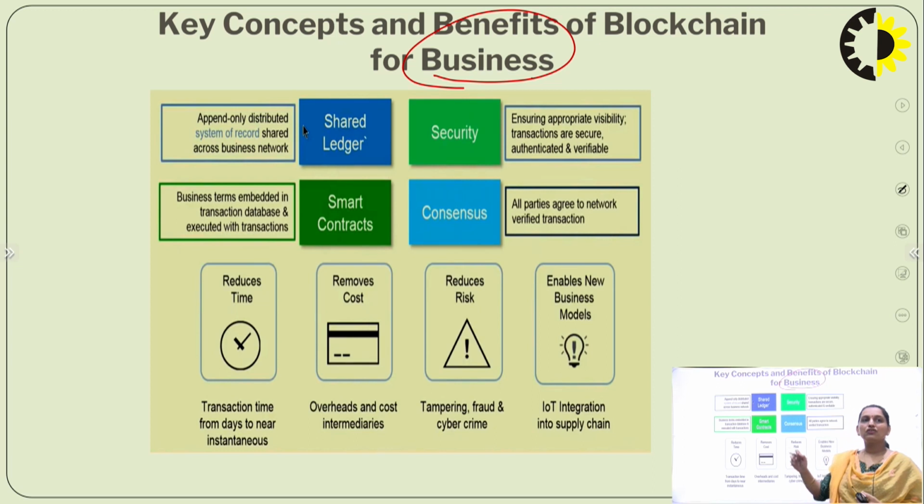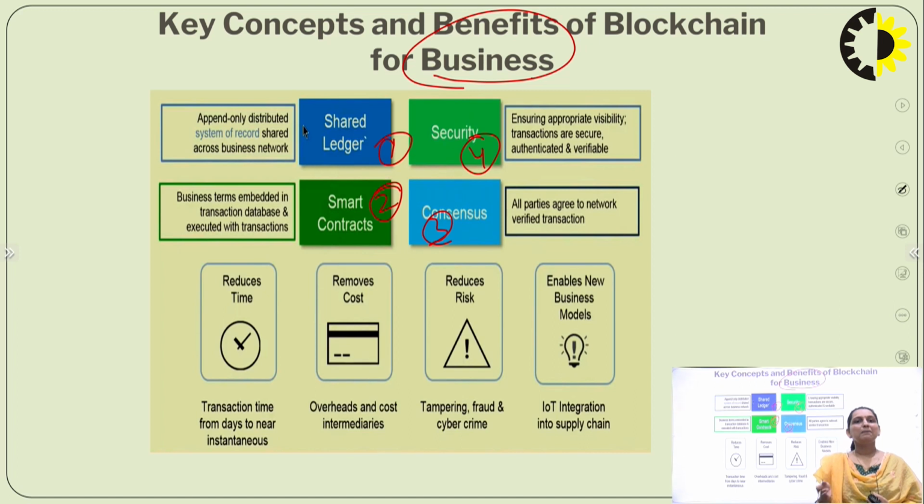The first one is shared ledger. Second is smart contract. Third is consensus, and fourth is security. When we are sharing data, these four things are making it beneficial. That's why we are using a blockchain. So we have a shared ledger. That shared ledger has to be shared between all the parties. That is, if you are writing something into a record, that is visible to the other parties also, in a business network.